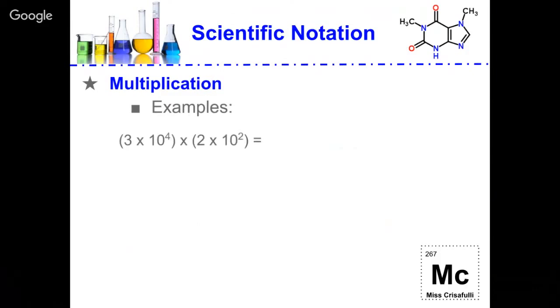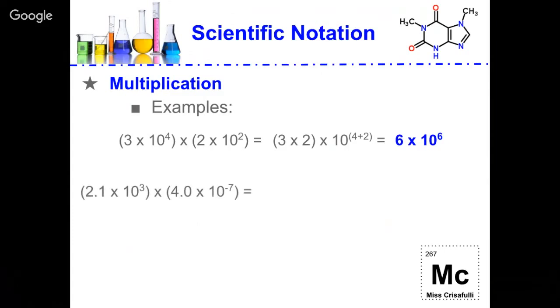So if we have 3 times 10 to the 4th times 2 times 10 squared, what is that going to be equal to? Well, the first thing you're going to want to do is exactly what we said. In multiplication, you multiply your base values together. So that's the 3 times the 2. And then you add the exponents for the powers of 10. So that's going to be 4 plus 2. And when we do this math, 3 times 2 is 6, and 4 plus 2 is 6. So this answer is going to be 6 times 10 to the 6th.